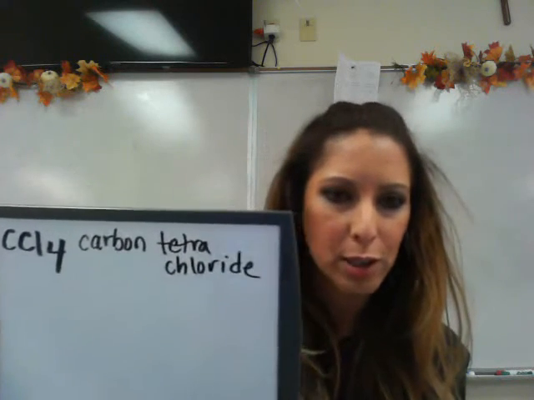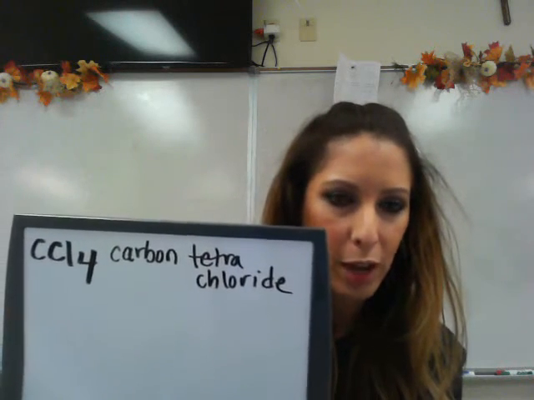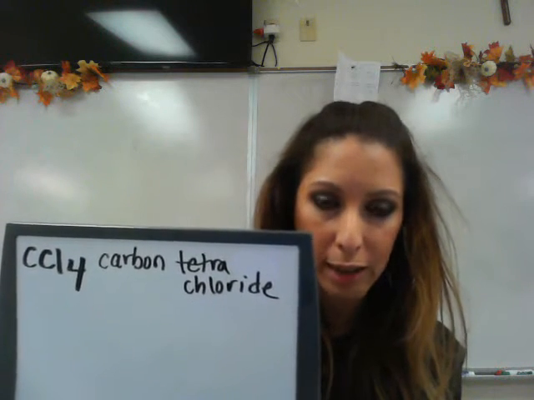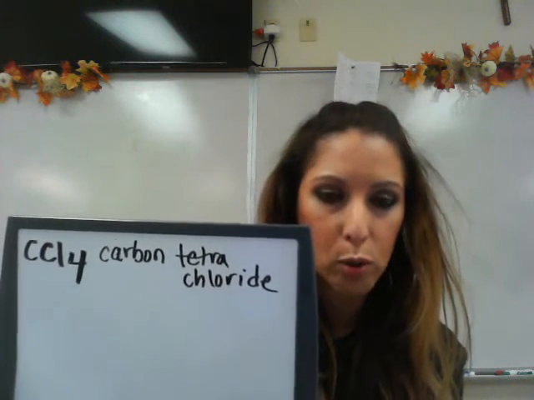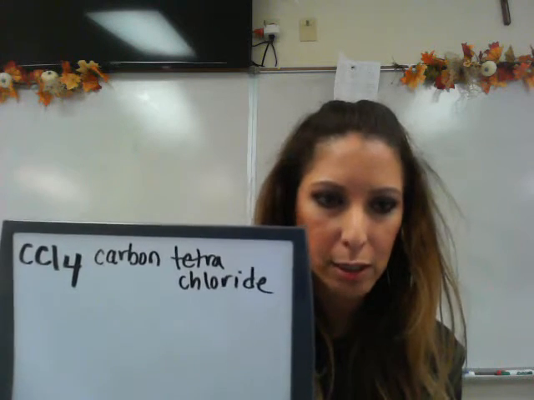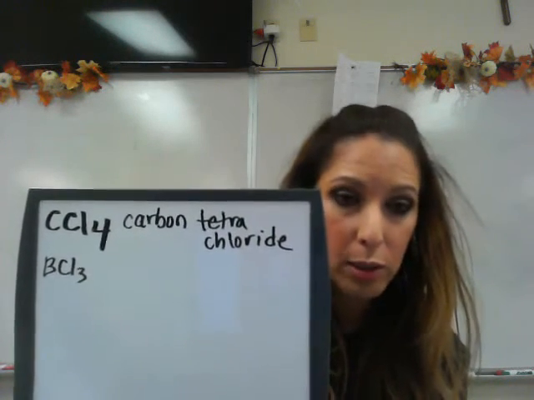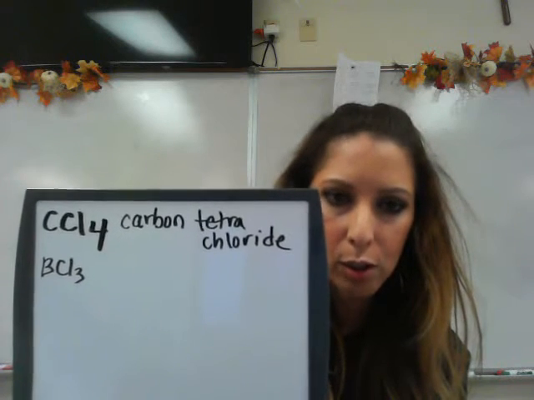I ran out of room here, so I just made it go on to the next line, okay? We put tetra in front of chlorine because there are 4 chlorine. That is the subscript on it, and we only change the ending of the second nonmetal to "ide." The next one is BCl3, okay? This is boron acting as a nonmetal. This is boron trichloride.